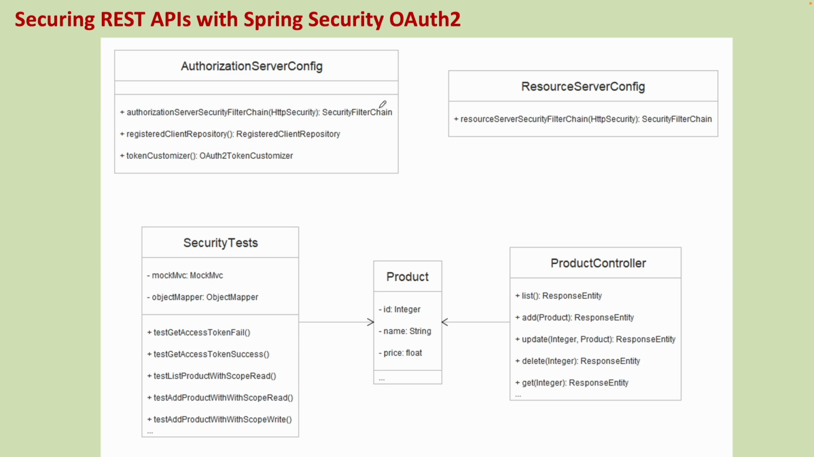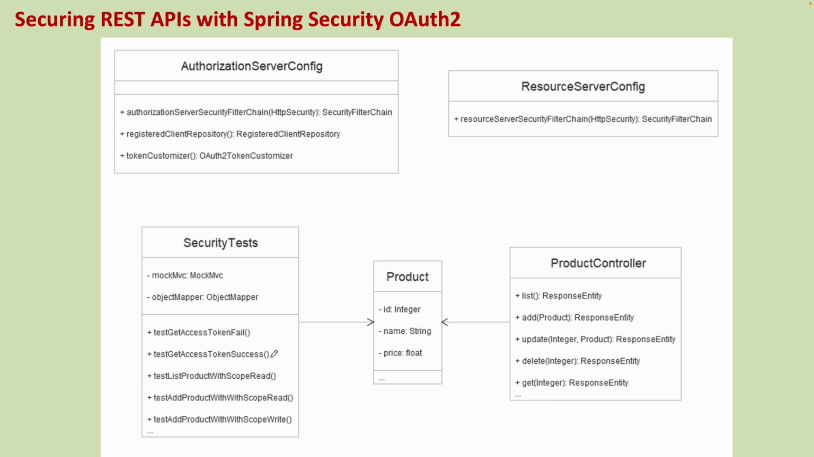And to implement such security requirement for product APIs, we need to update the project code. 2 new configuration classes. The first one is authorization server config, to configure Spring authorization server to expose the get access token API. And to test, we can write 2 test methods in the security test class: test get access token fail and test get access token success.